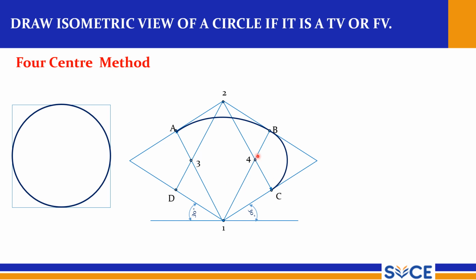So from here 4B as radius, and 4B as radius, point number 4 as center. Draw the arc between C and B, right? Now same as here. Now take this as center, 2D as radius, 2 as center, draw the arc between C and D, right? So now 3 as center, draw the arc between D and A.